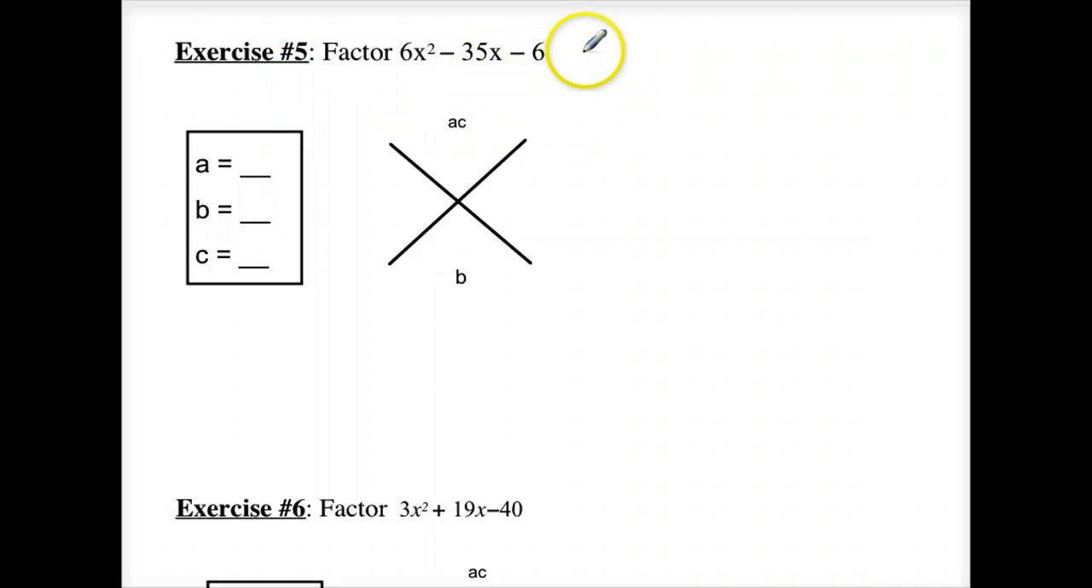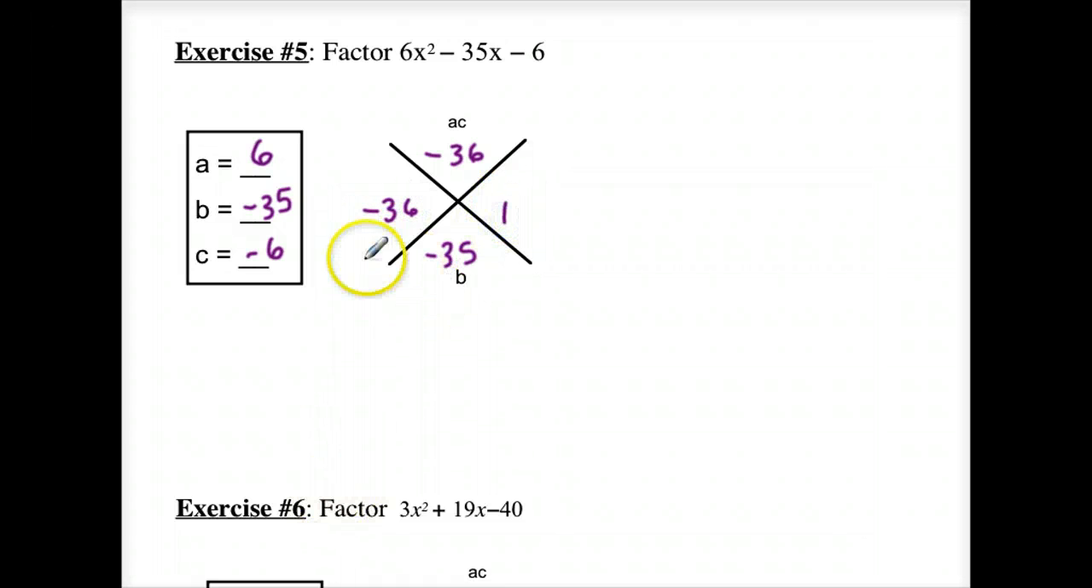Step 5 says, is it in standard form? Check. So my a is 6, my b is negative 35, my c is negative 6. Multiply at the top, a times c, so 6 times negative 6 is negative 36, and then my b, negative 35. Two numbers, when I multiply them, I get negative 36, and when I add them, I get negative 35. So this becomes negative 36 and 1. Negative 36 times 1 is negative 36. Negative 36 plus 1 is negative 35.